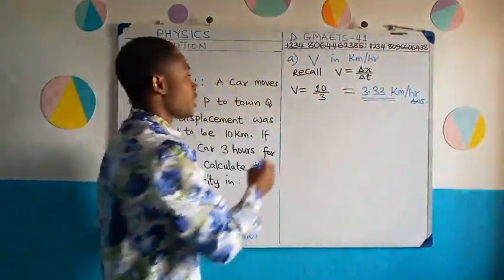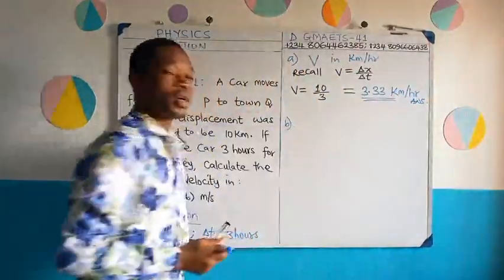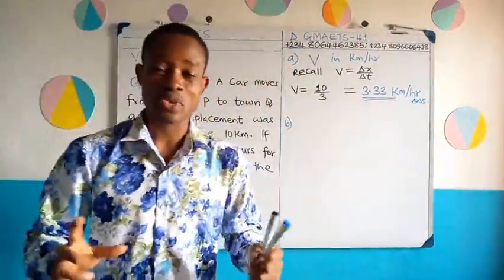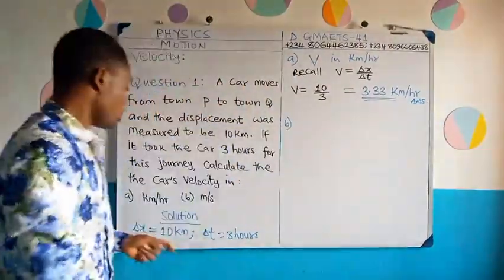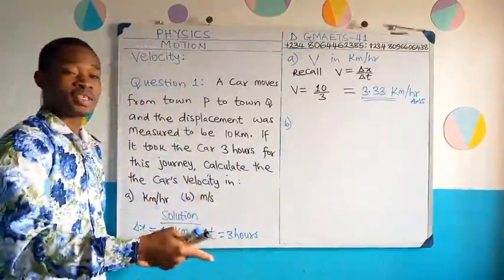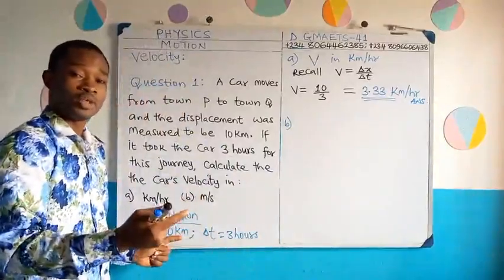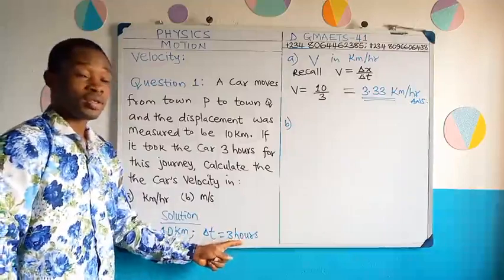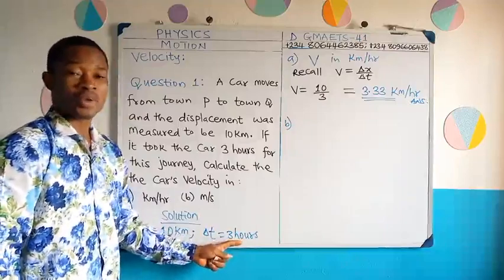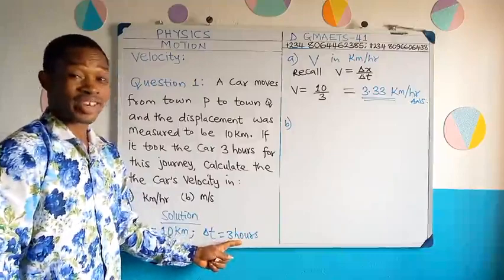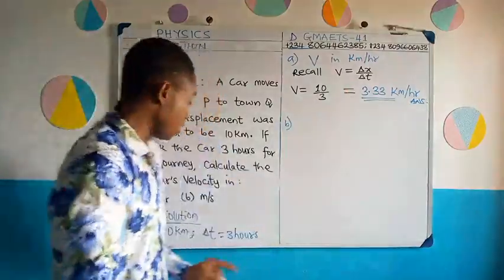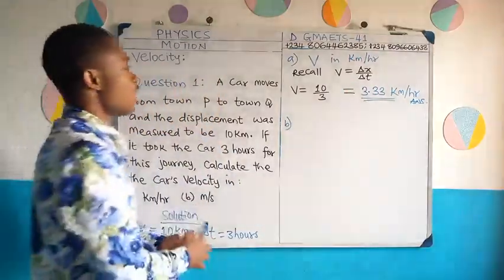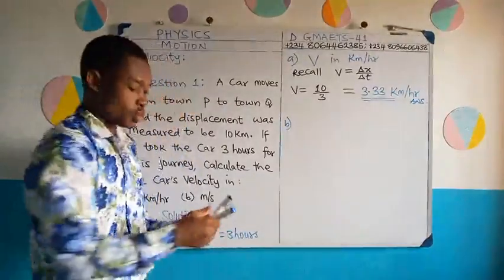Now we'll move on to the second part of the question, B. We are asked to calculate the velocity in meter per second. If you look at the displacement given to us, it's in kilometer. So we need to convert from kilometer to what? Meter. Then time here is in hours. So we need to convert from hours to seconds so that it will agree with our meter per second. Alright, let's do the conversion straight on.